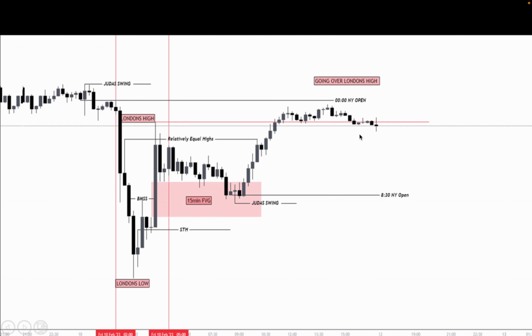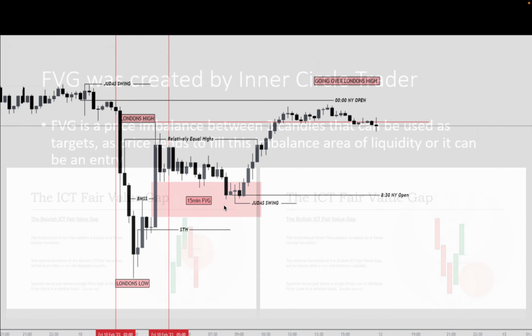Now, here, after grabbing buy-side liquidity, it could keep going lower. It doesn't matter. We're out. It's that simple. We don't have to overcomplicate things. You don't have to be in a trade every minute.